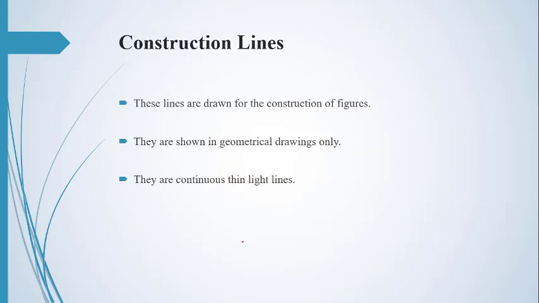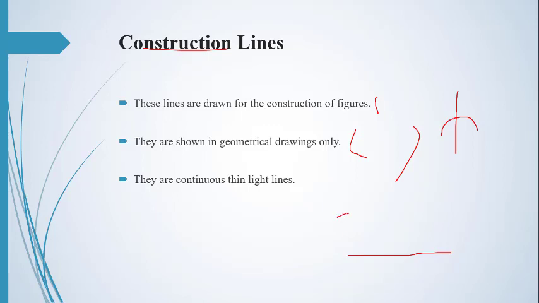Construction lines are clear from their name: those lines which are drawn for the construction of figures. For any figure which we draw, the lines are known as construction lines. They are shown in geometrical drawings only. Like for example, any curve which we draw like this one. For example, I want to draw an angle of 45. So this is a baseline. From the baseline I open the compass.